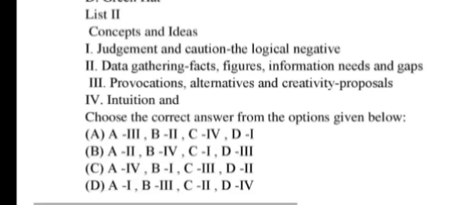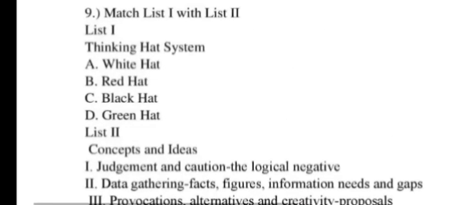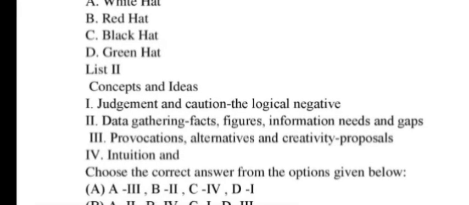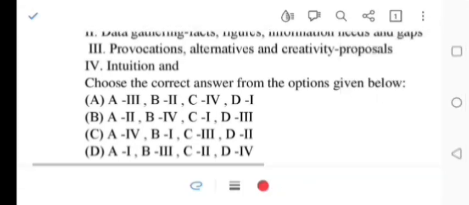4, intuitions. Now choose the correct answer from the options given below: A3, B2, C4, D1; A2, B4, C1, D3; A4, B1, C3, D2; A1, B3, C2, D4. These are the options for you. So the correct option for question number 9 will be B. That means A2, B4, C1, D3.